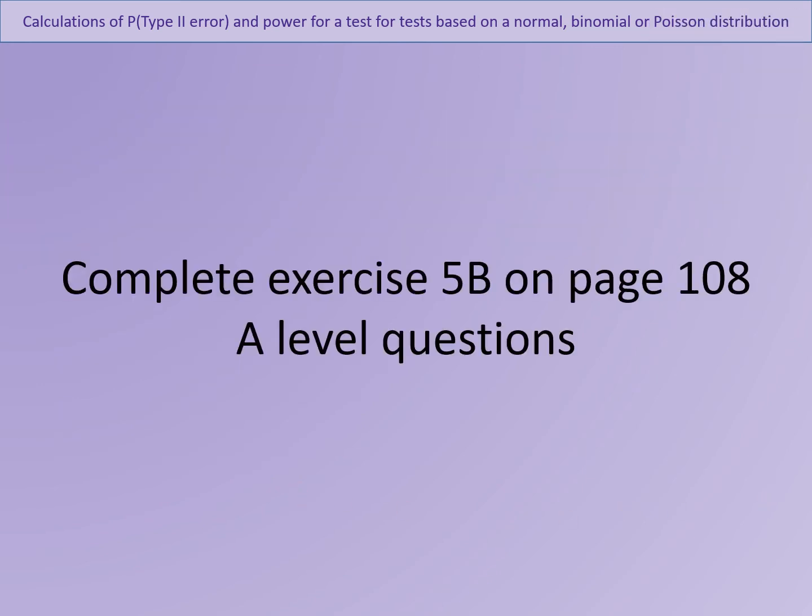What I'd like you to do then is have a look at exercise 5B on page 108 and have a go at the A-level questions. Most of the other questions you should have had a go at last year, but if you didn't get an opportunity to do them last year, it might be worth having a go at those as well. Just make sure you've practiced all the Poisson and the binomial examples as well.